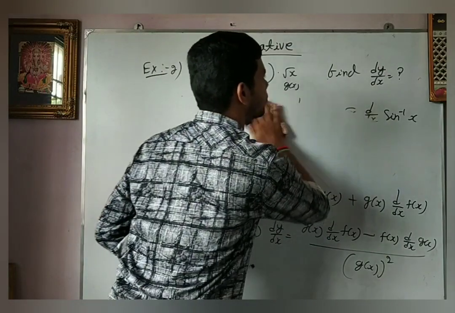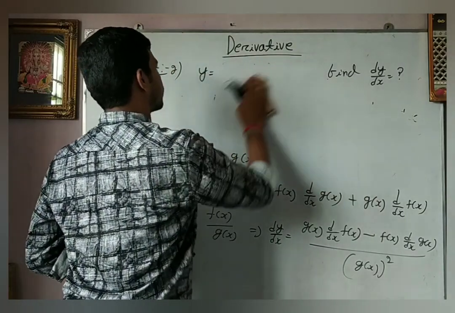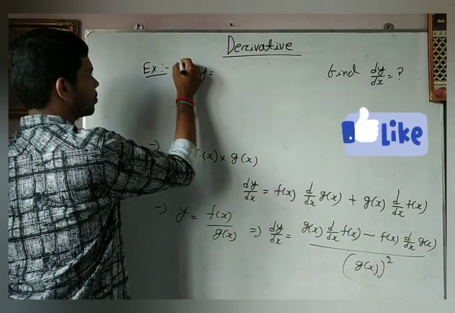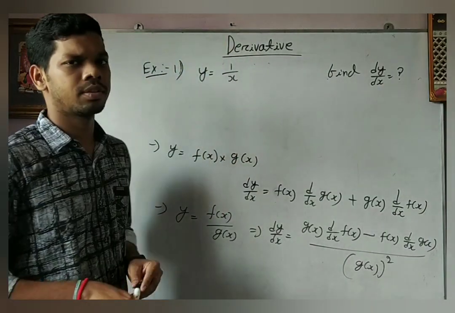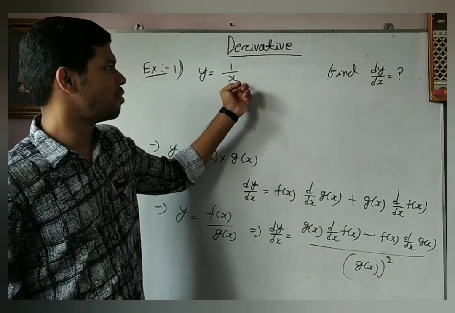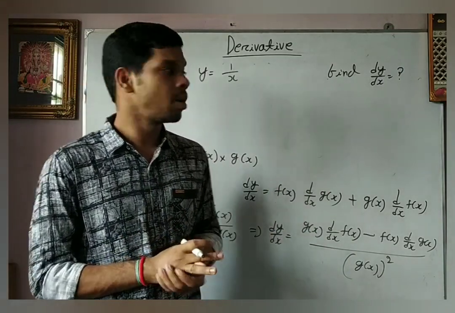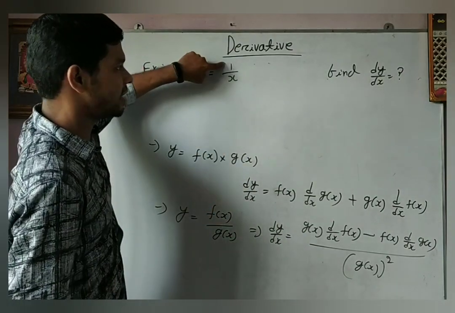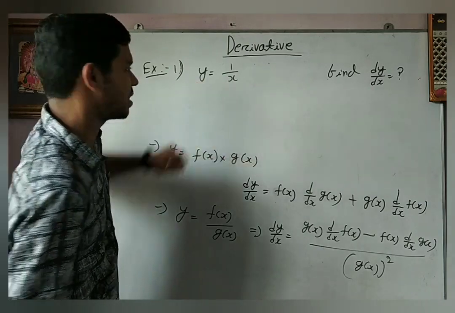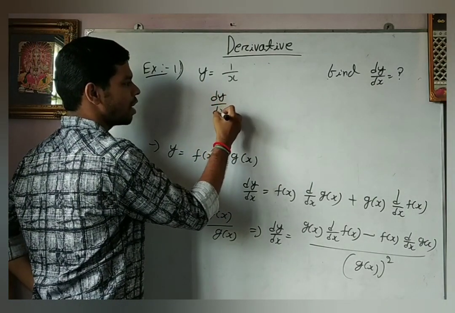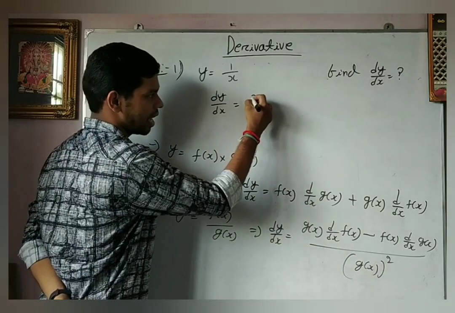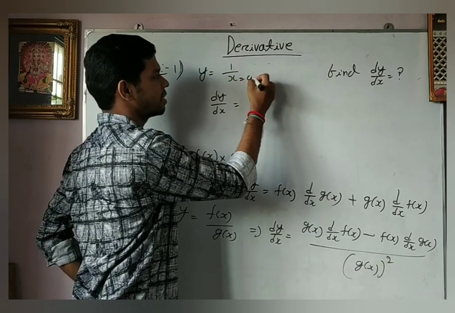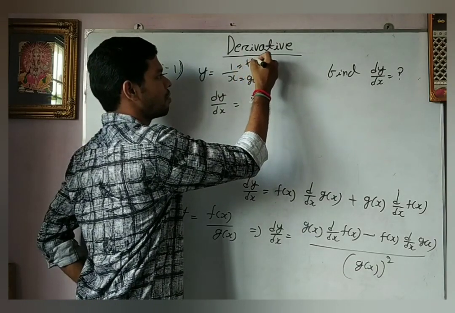Example, 1 by x. We know that the derivative of 1 by x is minus 1 by x square. But now we will use this formula. Here f of x is 1 and g of x is x. dy by dx equal to g of x times derivative of f of x. This is g of x. This is f of x.